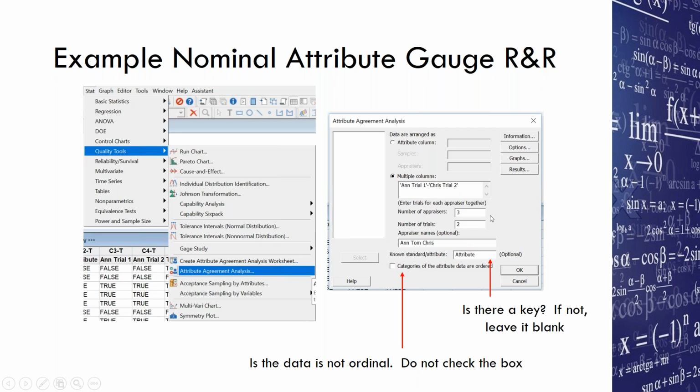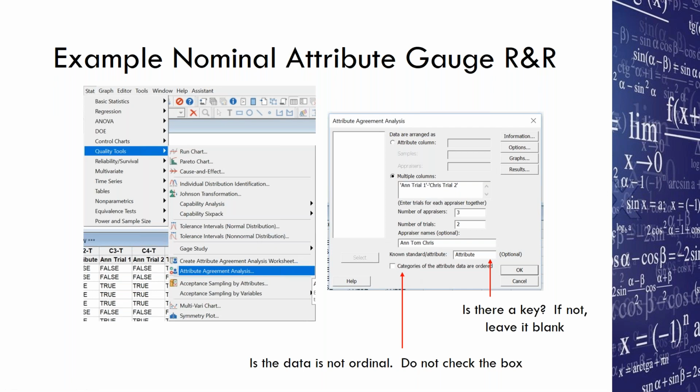So the first thing that you want to take a look at is you need to tell Minitab or whatever software you're using the number of appraisers that you have and the number of trials per appraiser. Then in addition, you need to indicate to the software whether you have a key, which was our attribute column. And then Minitab also needs to know whether the categories are ordered or not. So in other words, this box is asking, is this attribute data ordinal or is it nominal? In this case, because it's true or false, there's no order to that data. It's just nominal in nature, so we're going to leave that box unchecked.